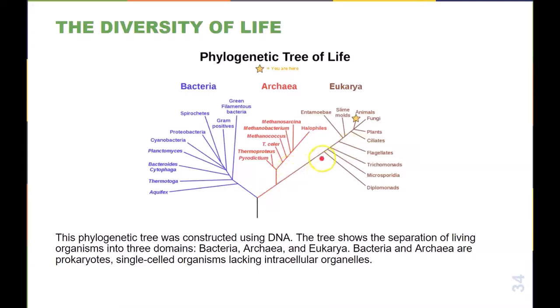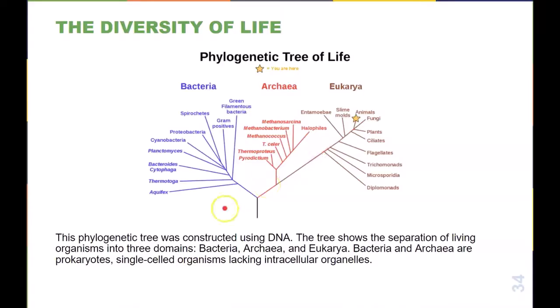And then if we move upwards, diplomonads, microsporidia, trichomonads, those were more recent. And then flagellates and entamoeba, slime molds, ciliates, those are even more recent. And then animals, plants, and fungi kind of stem off at the same part. So we're pretty closely related, more related than you probably thought we were.